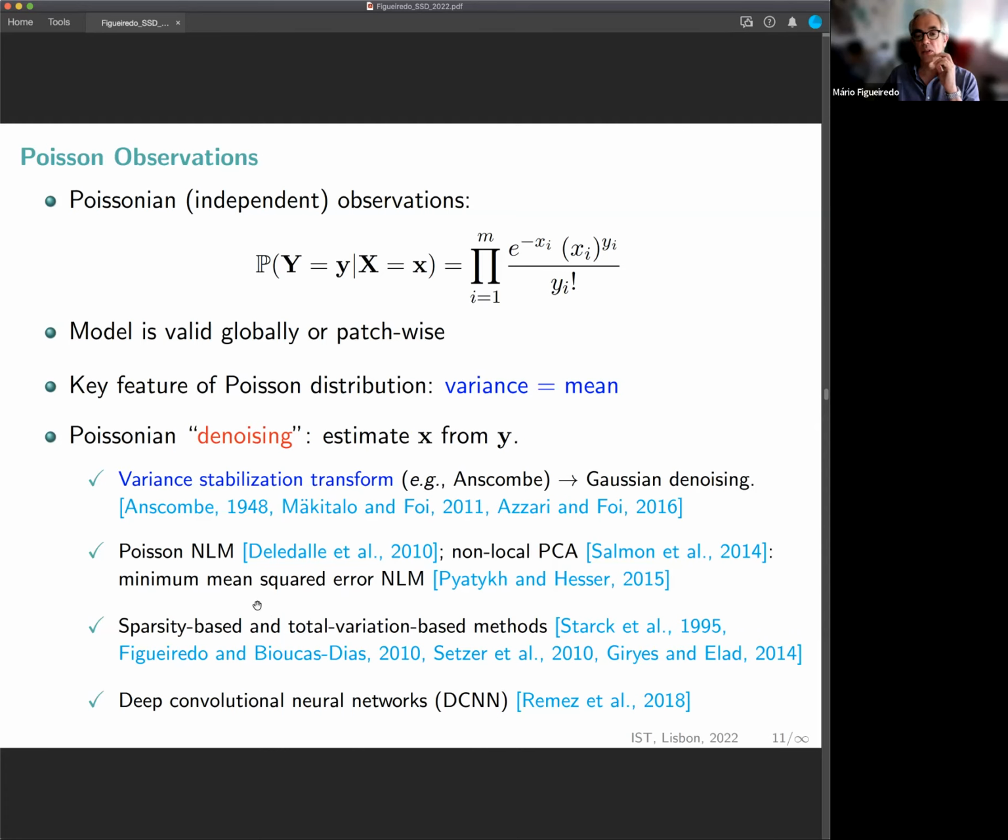So there are other methods. So there are Poisson non-local means, so patch-based methods that take into account that the images are Poisson. When you look for these similar patches, you have to take into account that they are Poisson distributed. So the way you compute similarity needs to be done with care. And there are other methods. And of course, there are deep convolutional neural networks, which I will come back to in a second.